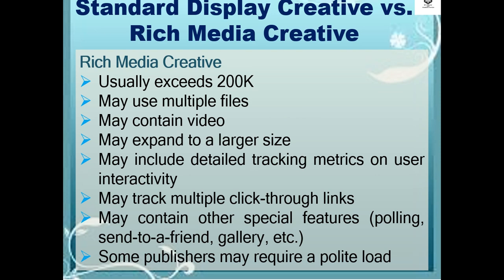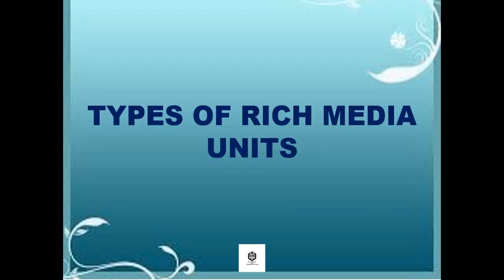Rich media creative usually exceeds 200K, may use multiple files, may contain video, may expand to a larger size, may include detailed tracking metrics on user interactivity, may track multiple click-through links, may contain other special features such as polling, send to a friend, gallery, and so on. Some publishers may require a polite flow.